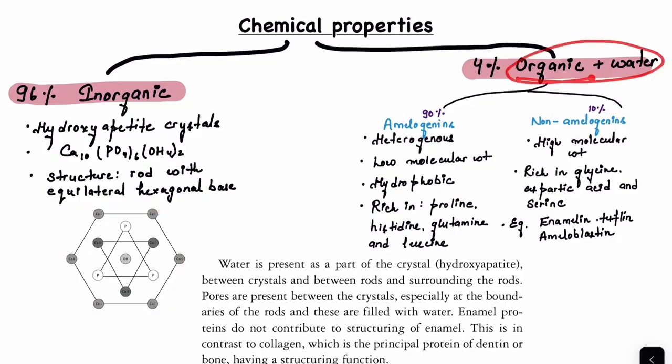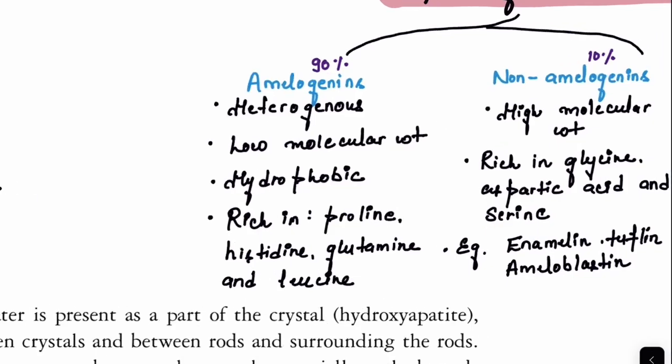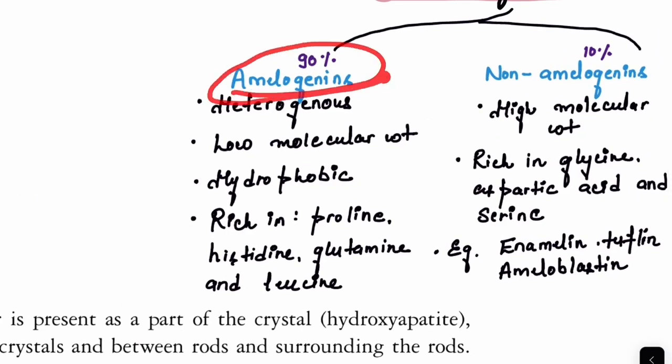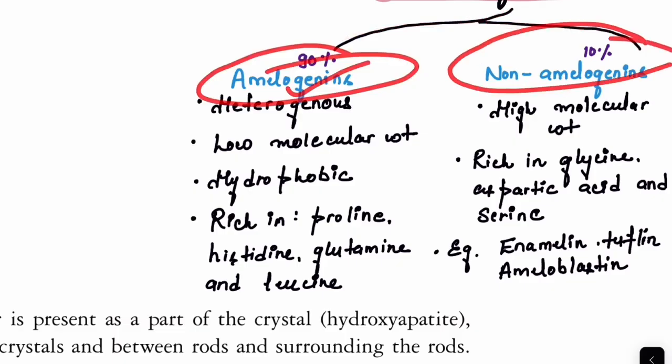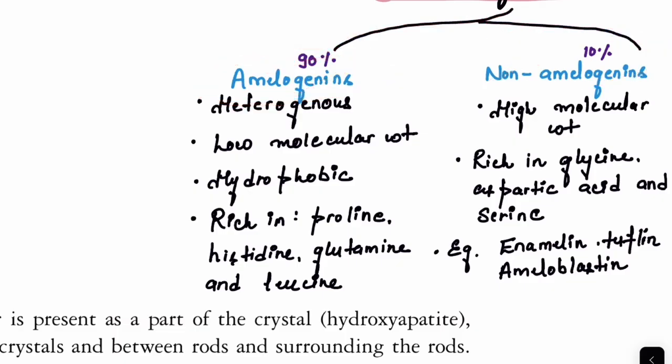Now coming to the organic content in the enamel, it contains 90% amelogenins and 10% non-amelogenins. These are proteins. Okay, so in the organic content, it contains proteins, and the 90% are amelogenin proteins and 10% are non-amelogenin proteins. Amelogenins are heterogeneous in nature. They are of low molecular weight. They are hydrophobic, and they are rich in proline, histidine, glutamine, and leucine.